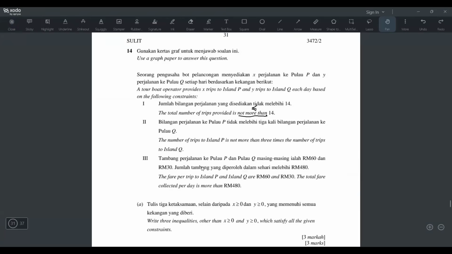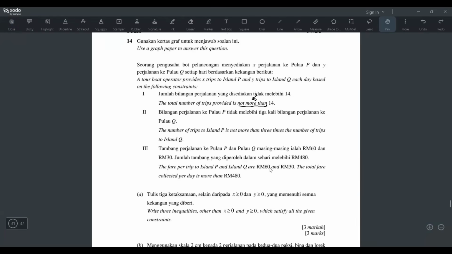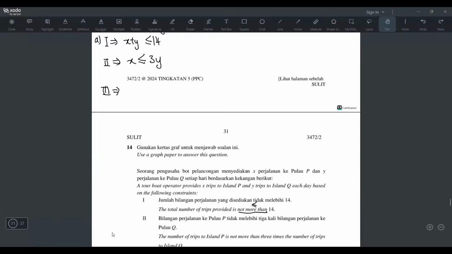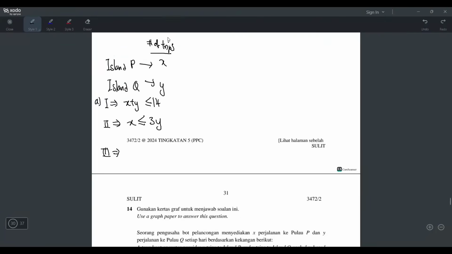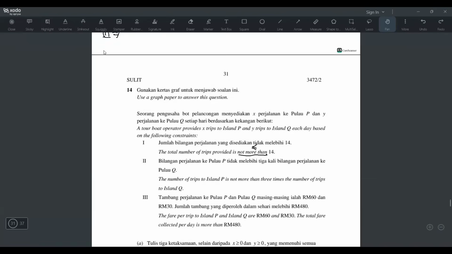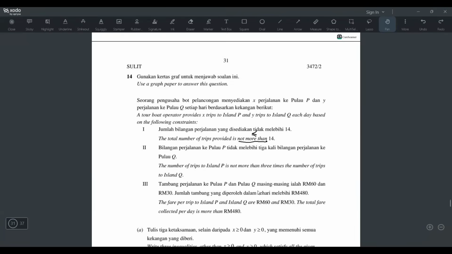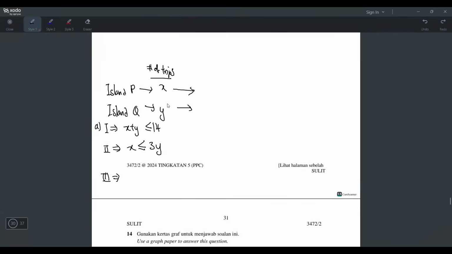Okay, for my last one, the fare per trip to island P is 60 ringgit, Q is 30 ringgit, and then the total fare collected is more than 480. They give you another piece of information here, which is the fare per trip. So the fare per trip to island P is 60 ringgit. But imagine if you go X amount of trips, so it'll be 60X. And this one is the fare, in RM, right?